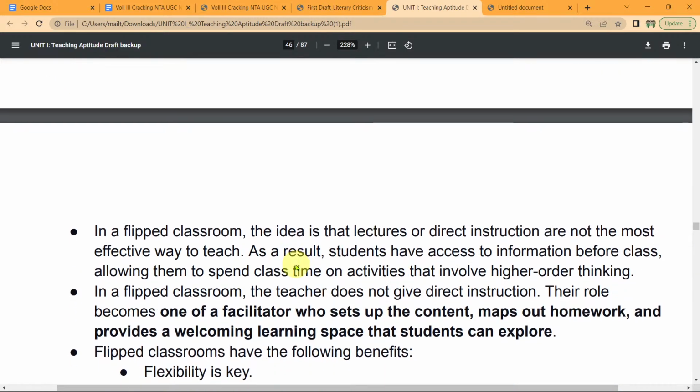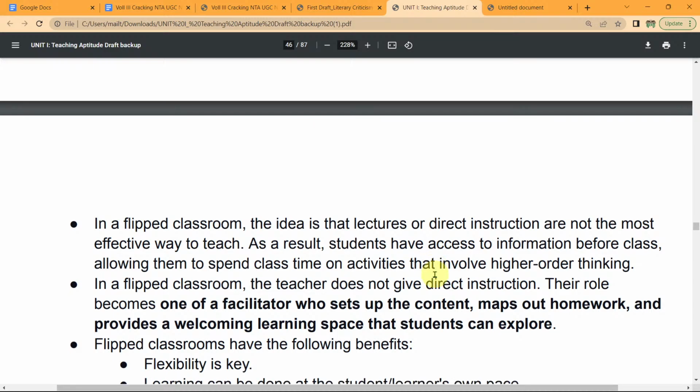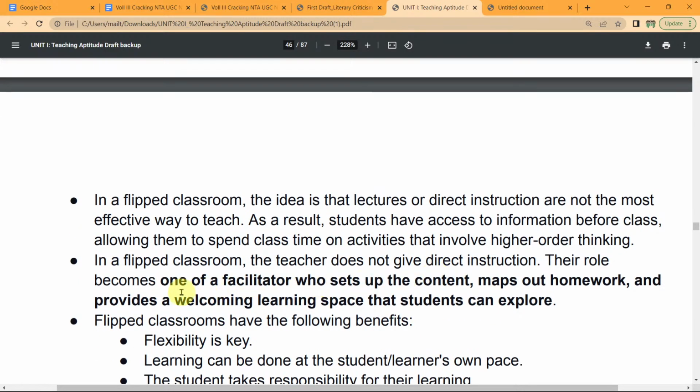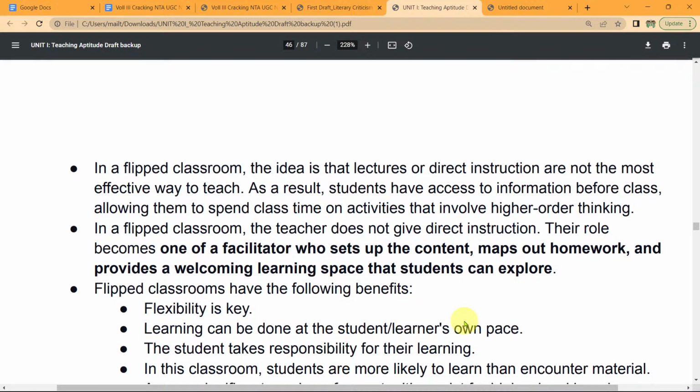In a flipped classroom, again, the idea is that lecture or direct instruction is not the most effective way to teach. As a result, students have access to information before the class. When you ask a student to learn from home first and then come to attend the class, that is called flipped classroom. Again, the role of the teacher is that of a facilitator who sets up the content, maps out homework, and provides a welcoming learning space that students can explore.